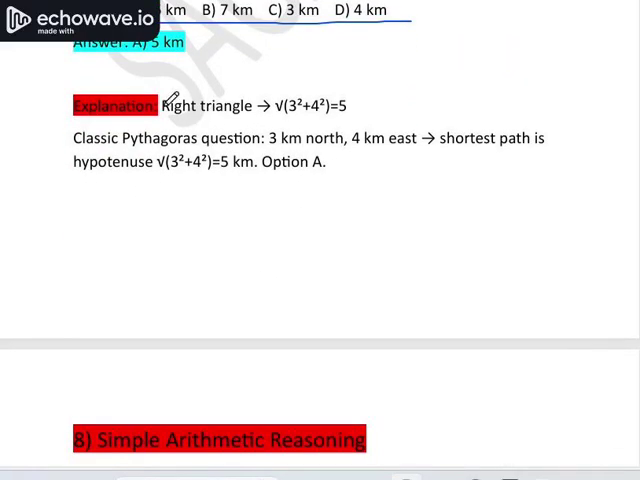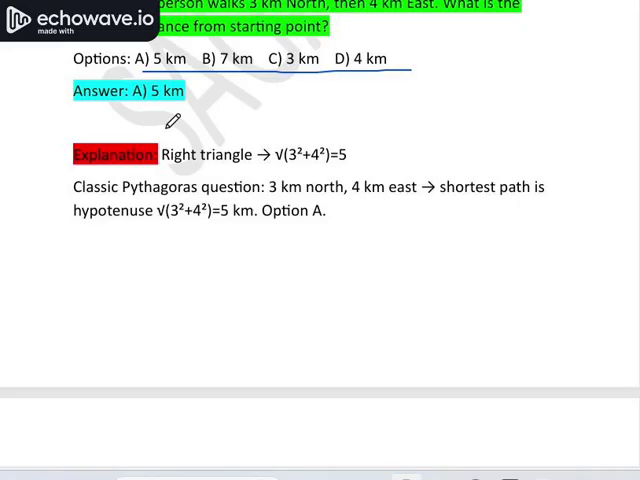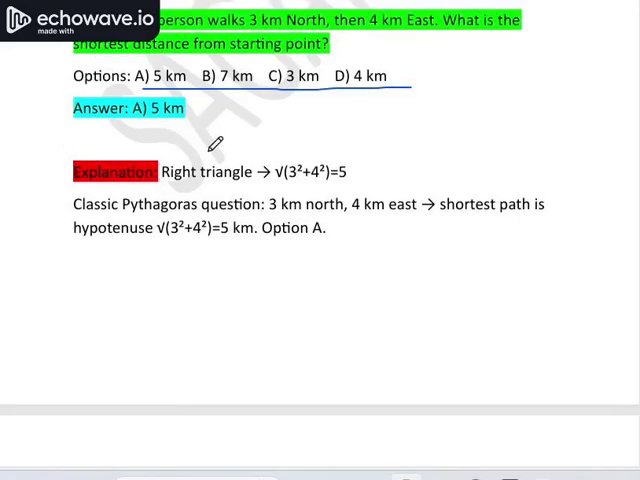For the solution, if we think carefully, this is a classic Pythagoras theorem question. When you move north and then east, you form a right triangle. Using the formula, root under 3 square plus 4 square equals root under 9 plus 16, equals root under 25, which ultimately becomes 5 km. So our right answer is 5 km, which is the shortest distance from the starting point.